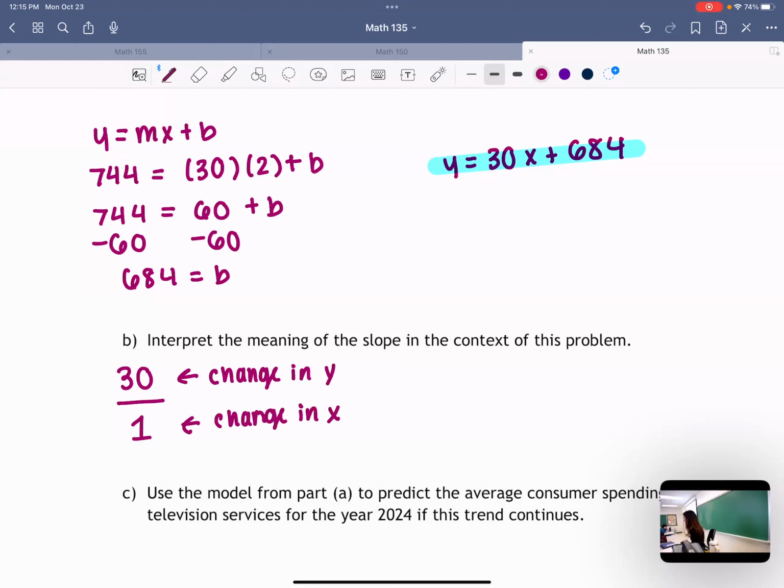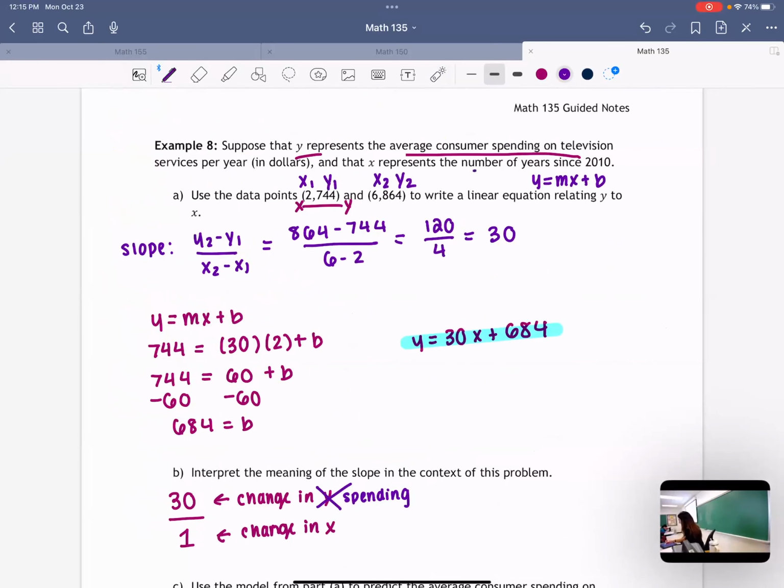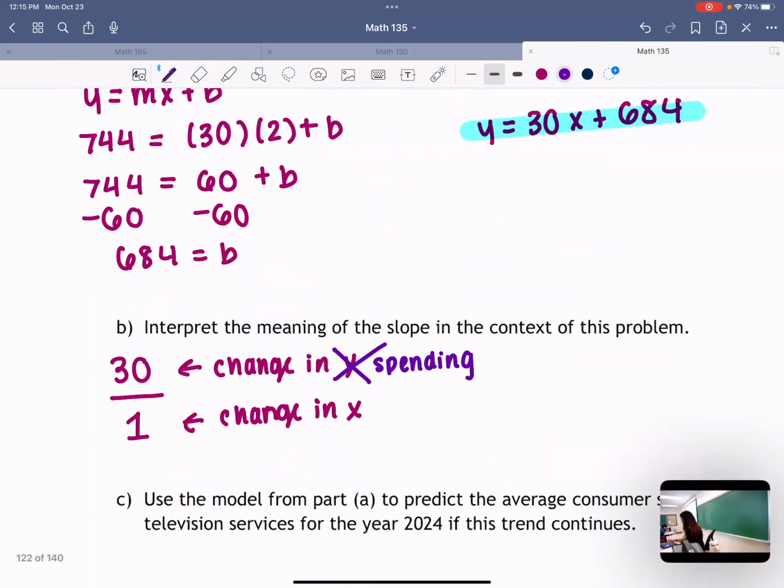All right, and that makes it a little bit more clear, but let's take it into the context of the question. Remember, the question tells us that Y is the average consumer spending on television. So instead of writing Y, we can X that out and write the change in spending, right? And instead of writing X, X is the years since 2010. So this is the change in time in years, right?